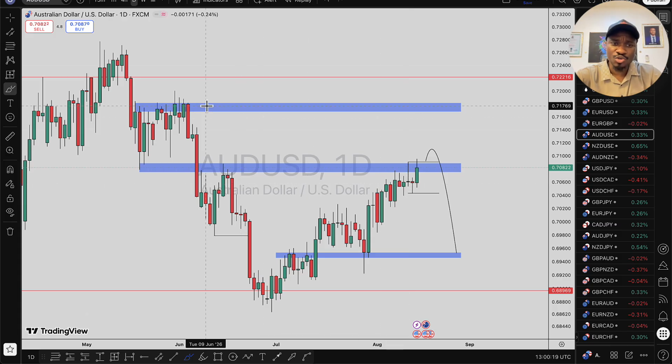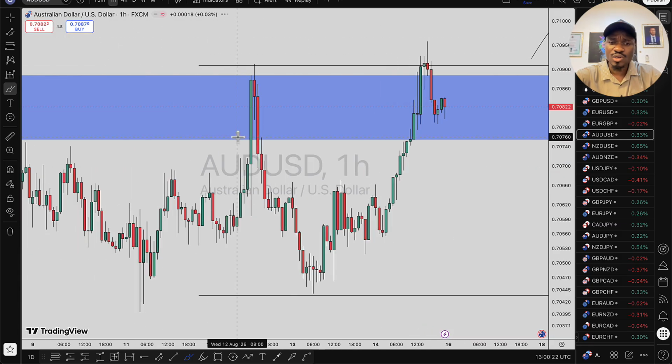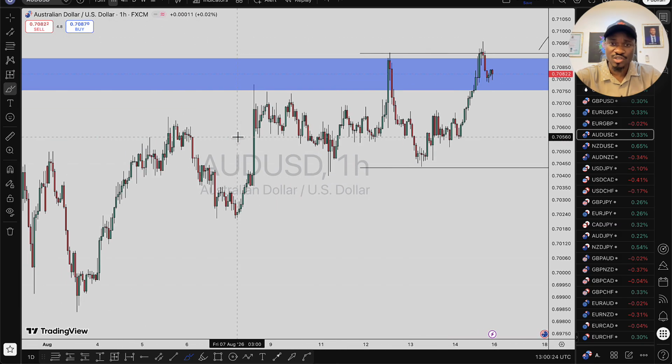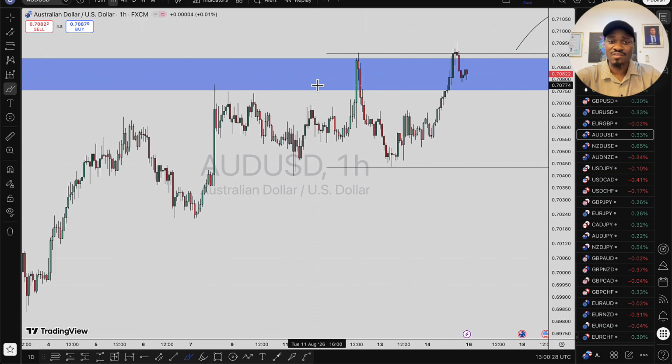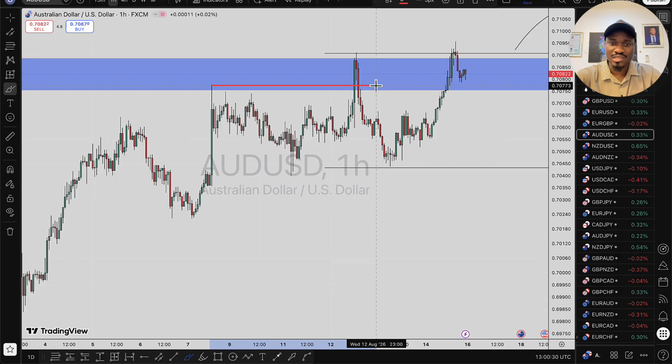Now let me show you how we got this entry on the 1 hour chart. On the 1 hour chart, we figured our price was approaching a significant level and we paid attention to this supply level. Price gave us a sweep of liquidity. You can see the massive sweep of liquidity, and then we made our instant short entry at the zone of 0.70740. Price precipitated down, right?